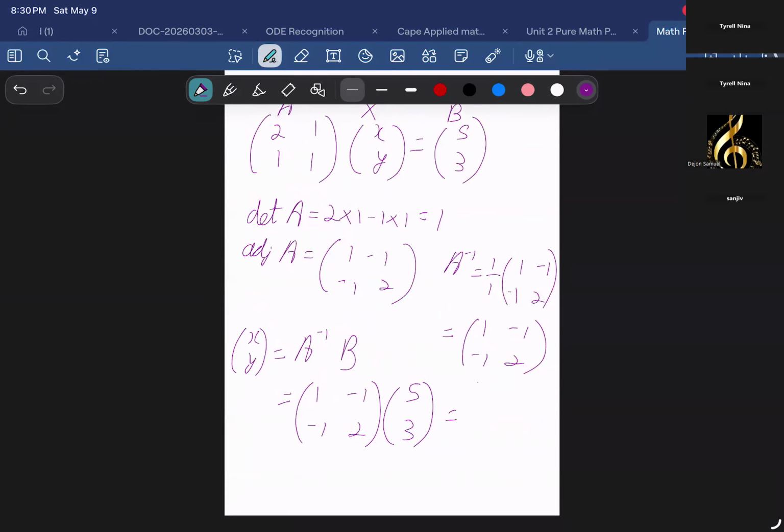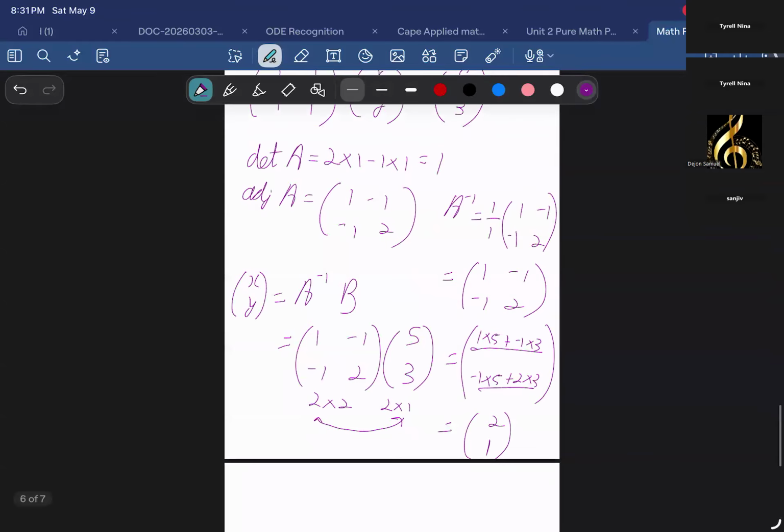And we know from here, this is a 2 by 2, 2 by 1. We're supposed to get a 2 by 1 matrix. So it'll be first row by first column, 1 by 5 plus minus 1 by 3, minus 1 by 5 plus 2 by 3. So 5 minus 3 is 2. Minus 5 plus 6 is 1.